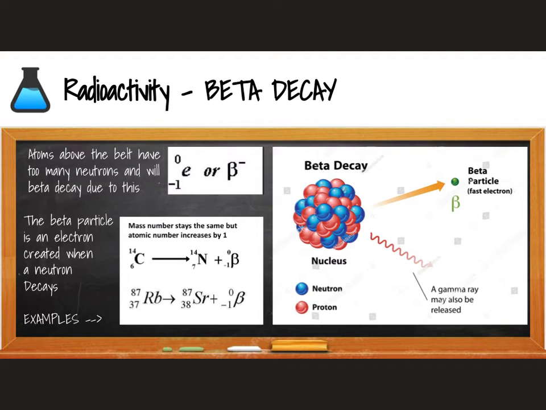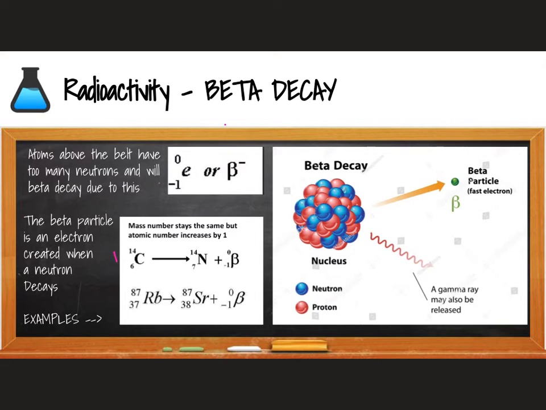and that's what we're going to be writing beta decay equations for, those nuclides. So for beta decay, any atom that falls above the band of stability, or the belt of stability, has too many neutrons, and it's going to undergo beta decay to release some of those neutrons, because that's going to make their neutron to proton ratio closer to 1:1, which makes them more stable. When they have too many neutrons, they're further from that 1:1 ratio, which makes them radioactive. So what happens is a beta particle, which is similar to an electron, is created when a neutron decays. So let's look at some examples.